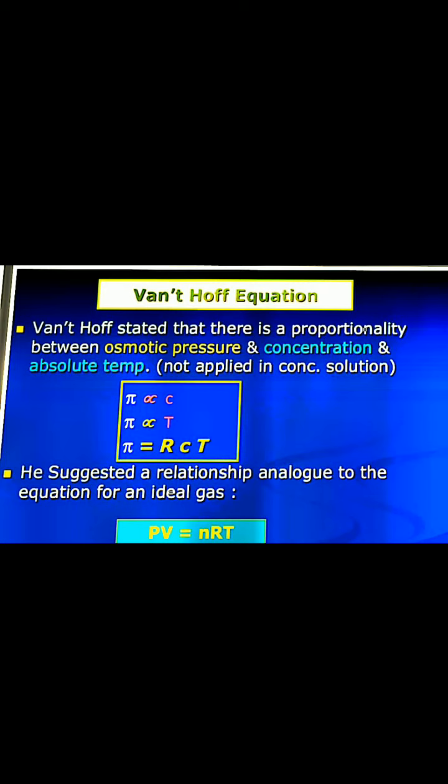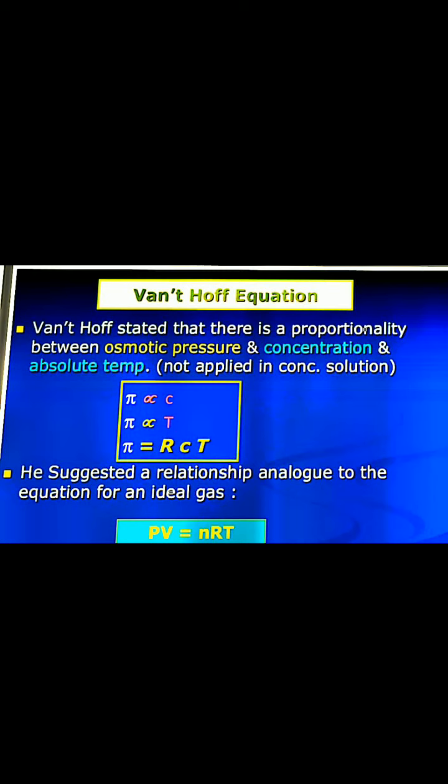Now we come to van't Hoff equation. Van't Hoff proposed that the dilute solution behaves like a gas. So, like the gas, they obey all the gaseous laws. Van't Hoff stated that there is a proportionality between osmotic pressure and concentration and absolute temperature only for dilute solution.